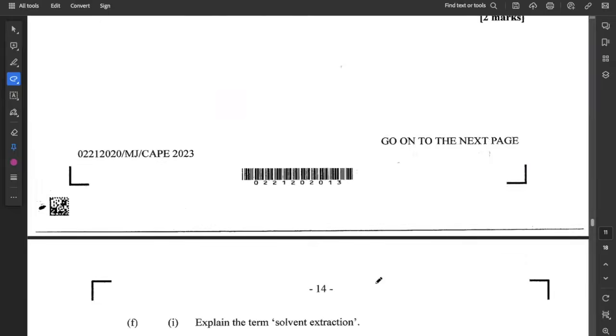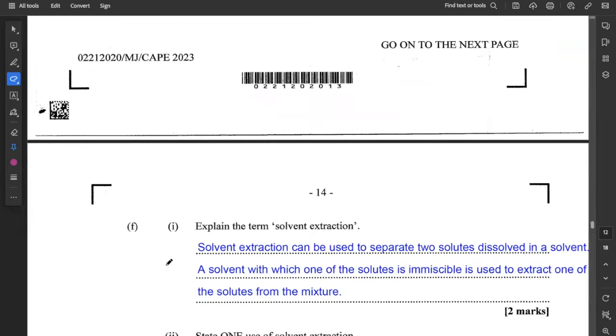So moving along now to part F. Part F says, explain the term solvent extraction. So solvent extraction is a separation method that can be used to separate 2 solutes dissolved in a solvent, right? So we have 2 solutes and they're dissolved in the same solvent. And if we want to separate them, we can use solvent extraction.